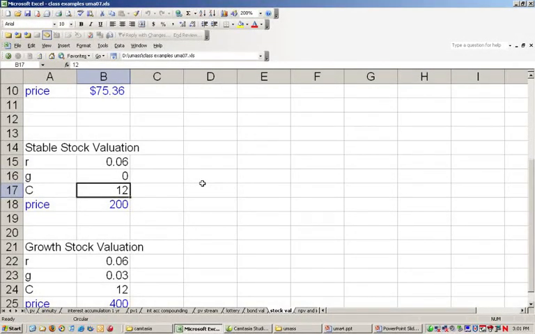In this very simple example, the price of a share of stock in a no growth firm is simply the ratio of the current dividend, or future or perpetual dividend, I should say, to the market capitalization rate. So the price of this stock should be $200.